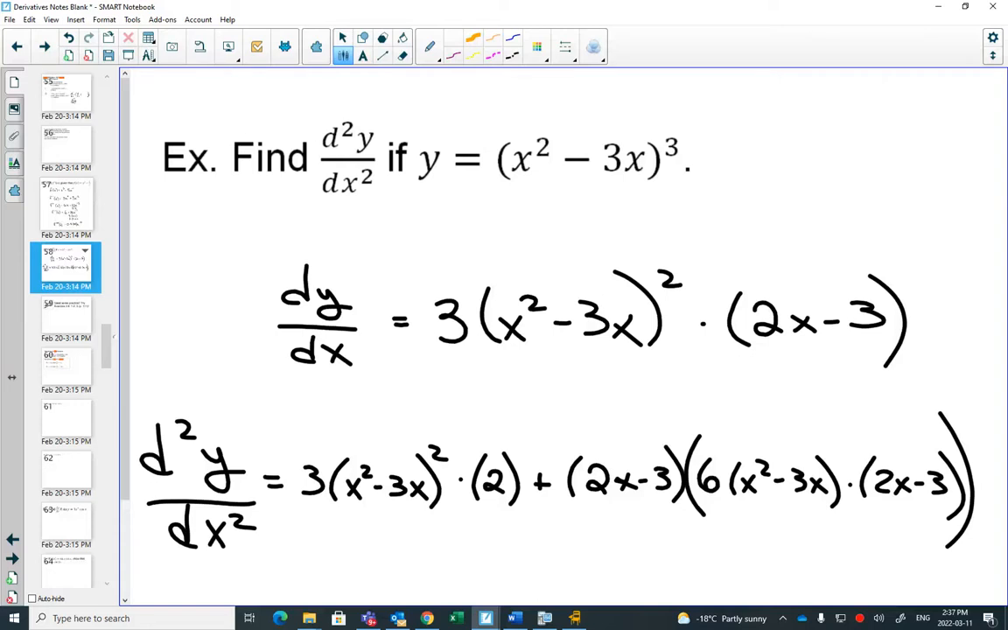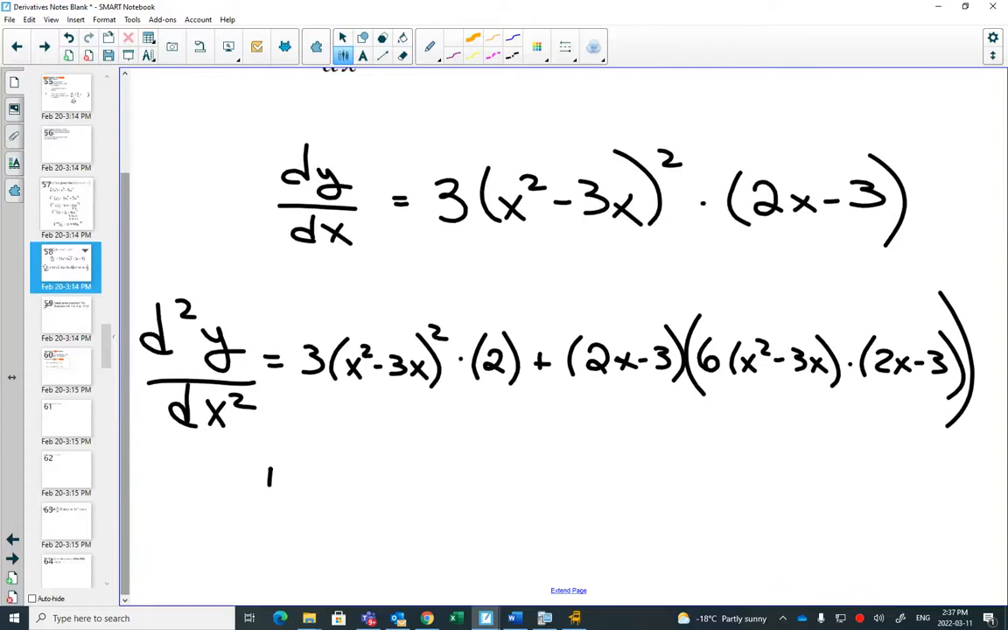Okay? If you wanted to factor this, you could. Can you see that this one could be factored? What do you have in common between these two terms? This is term 1, all connected by multiplication. This is term 2, all connected by multiplication. I have an x squared minus 3x. I also have 3 times 2, 6, and 6. I could factor that out as well.